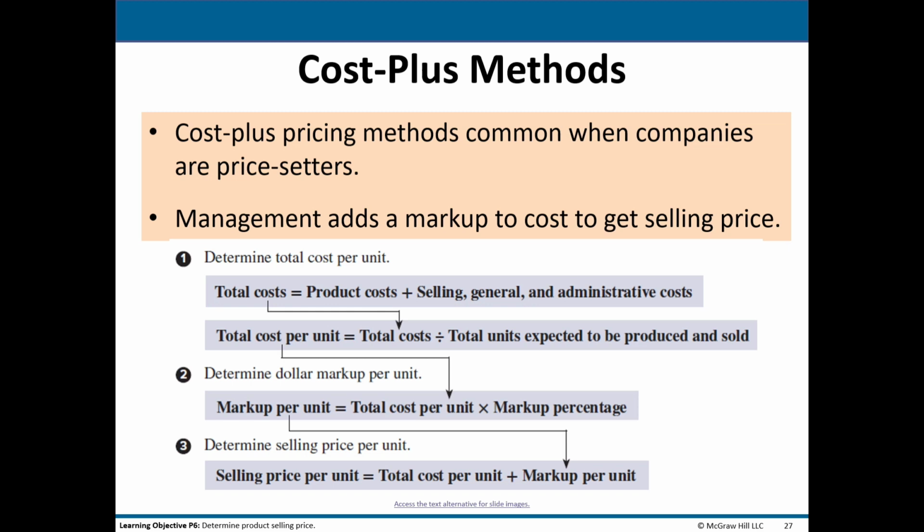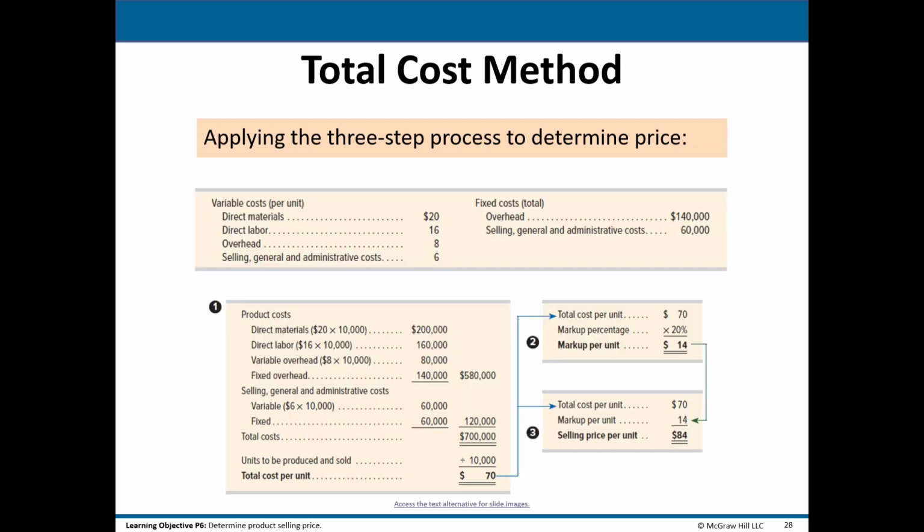So to illustrate, a company produces headphones and it targets a 20% markup on total cost. It expects to produce and sell 10,000 headphones. The following additional information is available. We apply the three-step total cost method to determine selling price per unit.